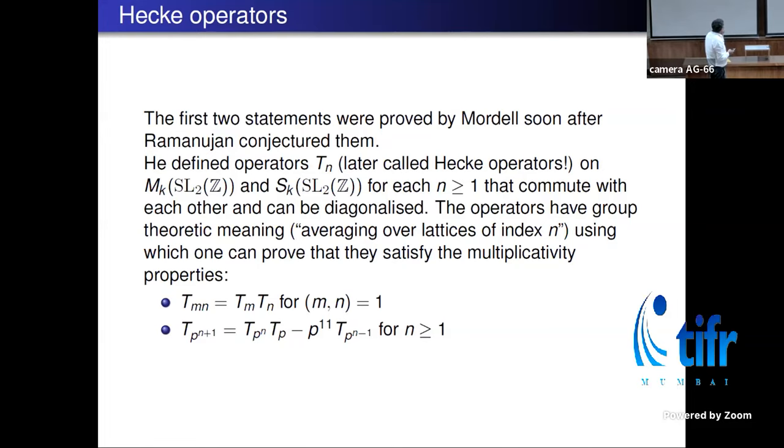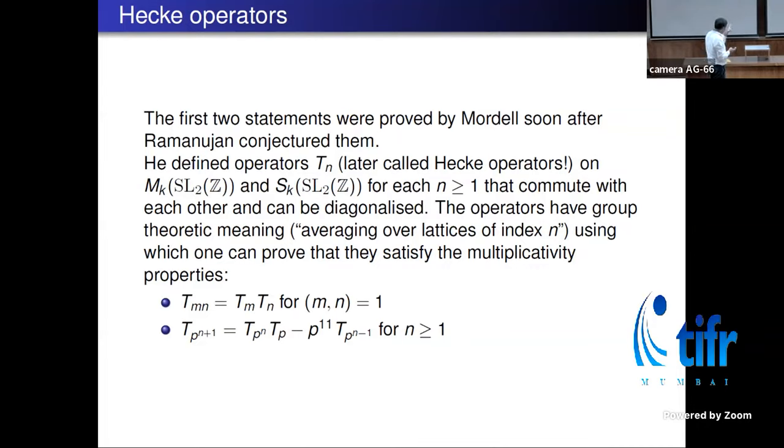All right, so the first two properties, which were the multiplicative properties of the tau function, were proved pretty rapidly, within a year or so after Ramanujan conjectured them. They were proved by Mordell, and he introduced operators which later got called Hecke operators. Hecke studied them further and deeply. He introduced certain operators on the space of modular forms that commute with each other and can be diagonalized.